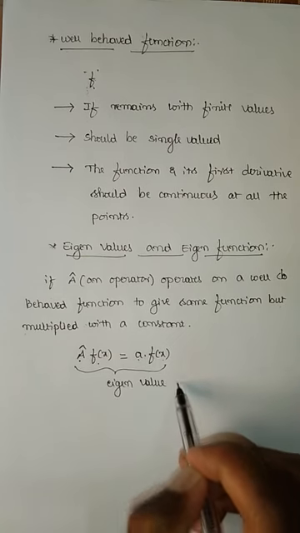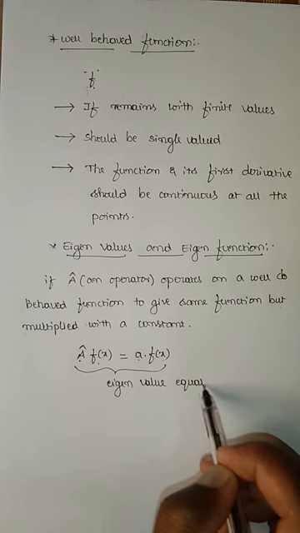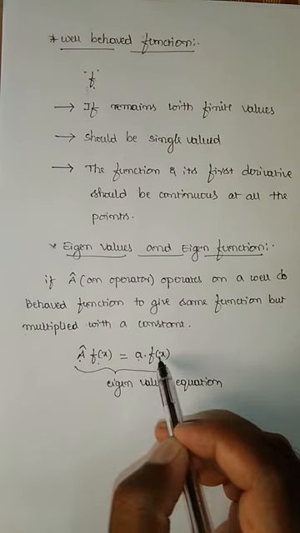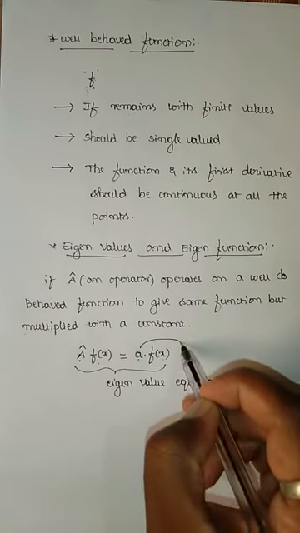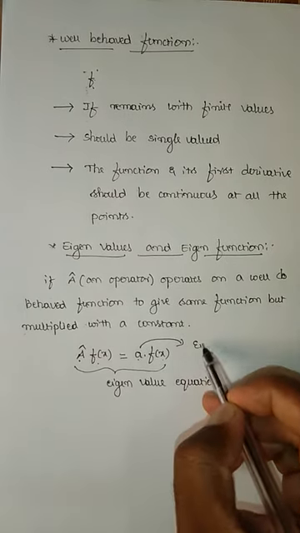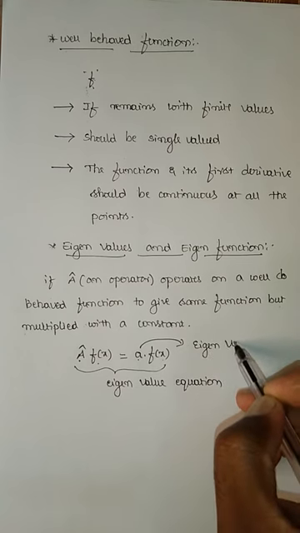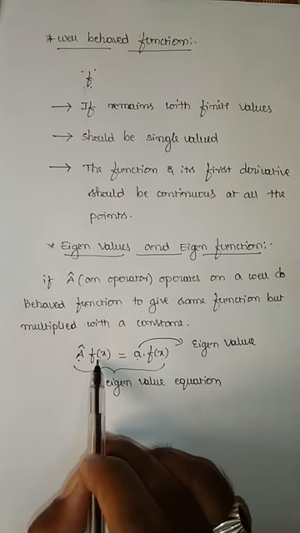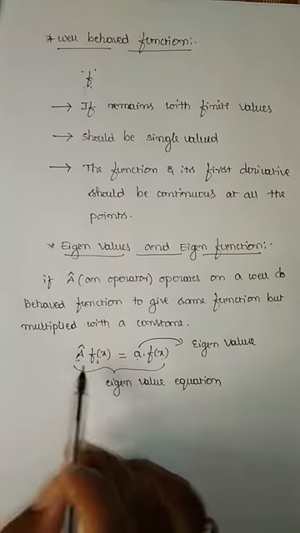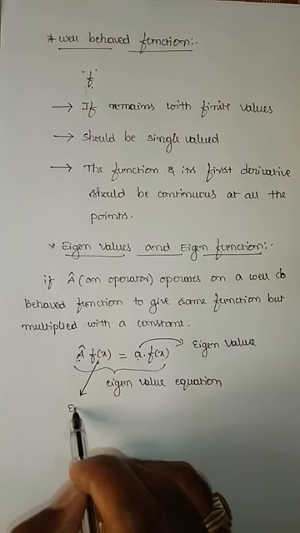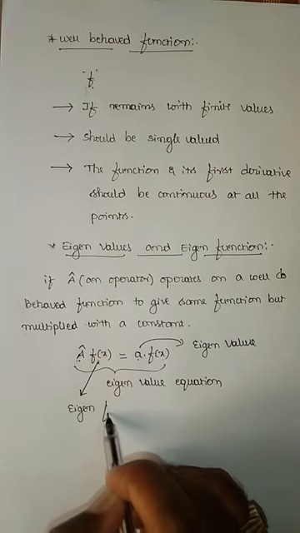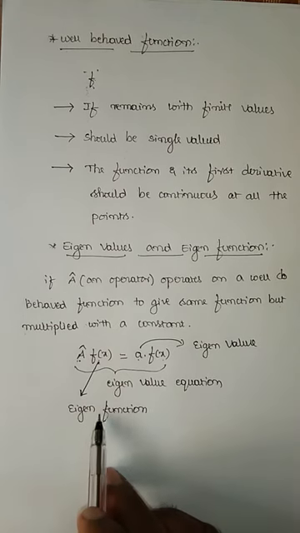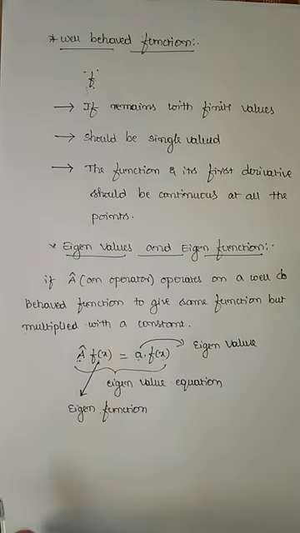And here in the eigenvalue equation, the constant which is multiplying the function, that is a, this constant is actually called the eigenvalue. And the function onto which the operator is actually acting, that function is called the eigenfunction. So this is the actual meaning of eigenvalue, eigenfunction and eigenvalue equation.